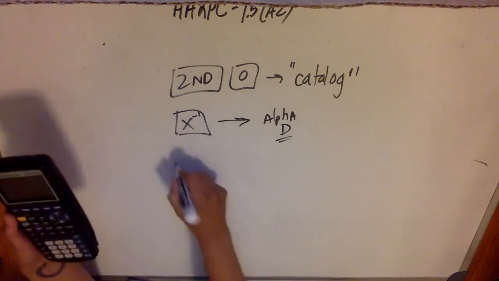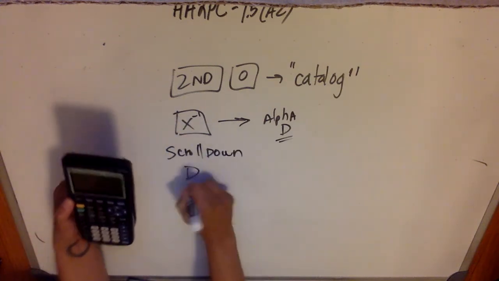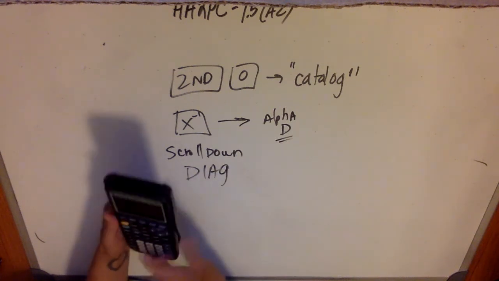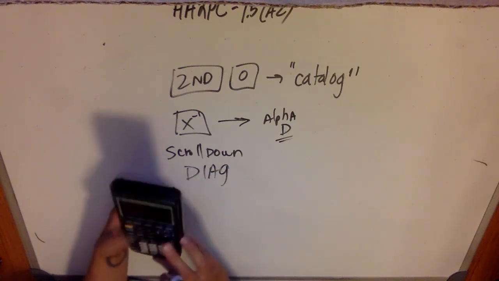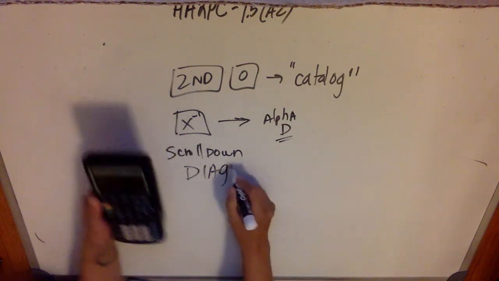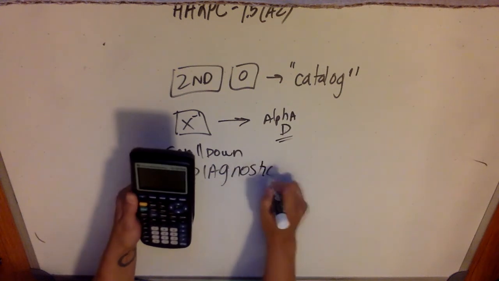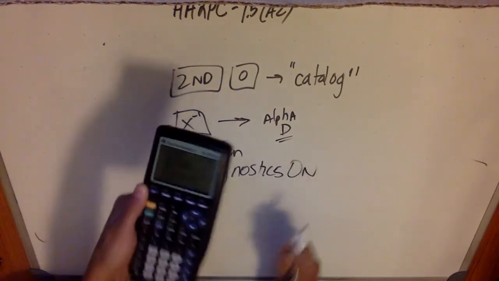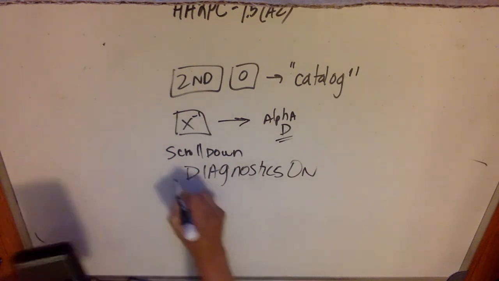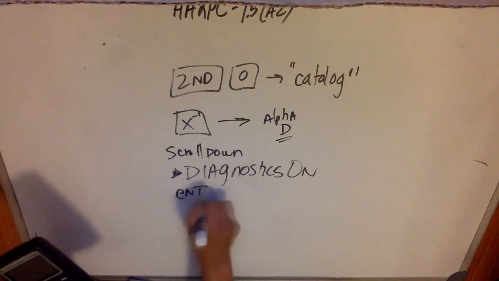So then you're just going to scroll down until you get to diagnostics. I think it's probably diag on. Let's find out. Like Diagon Alley. Kidding. All right. So you're going to scroll down. Diagnostics on. Oh, it's the whole thing. Okay, so you can see there's diagnostics on and diagnostics off. So you're going to get that arrow next to diagnostics on. Okay, you're going to hit enter to select it.